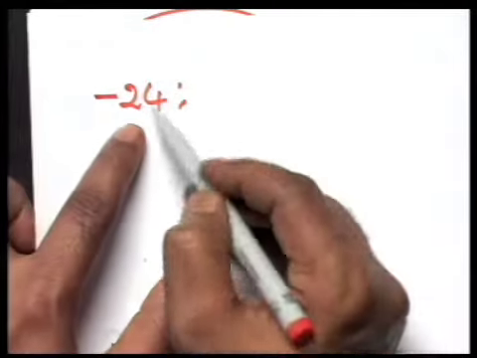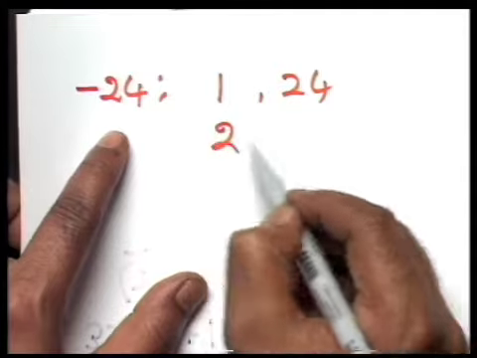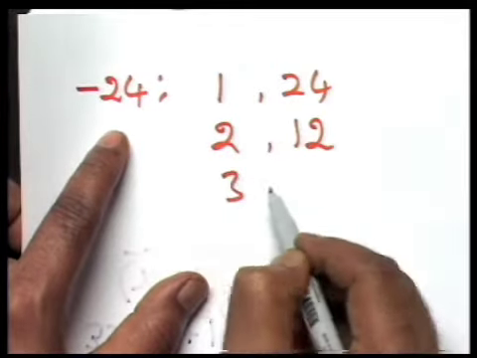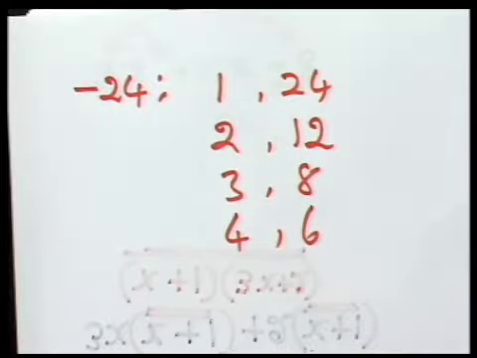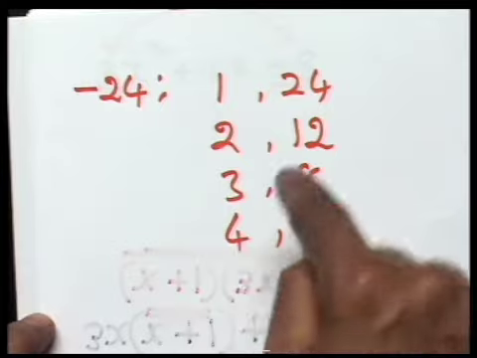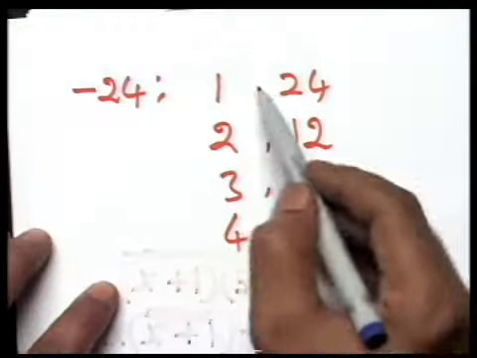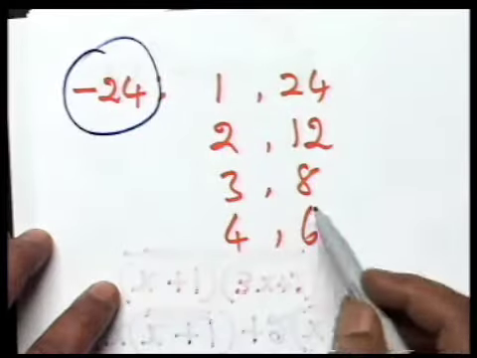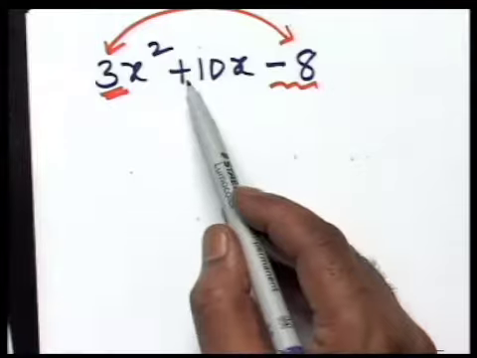Okay, find the factors. 1 times 24. 2 times 12. 3 times 8. 4 times 6. So those are the pairs. And 6 times 4, 8 times 3, they do come back. So my last number, when I multiply, I should get that. When I add, I'm supposed to get the middle number, which is a positive 10.